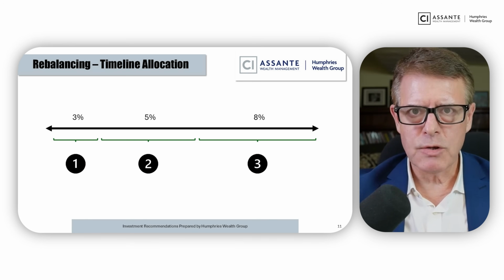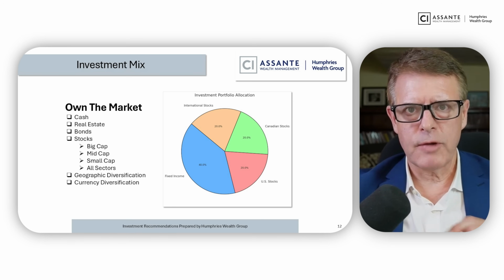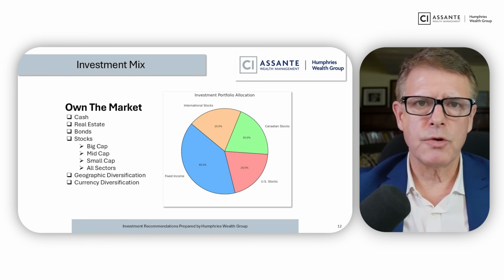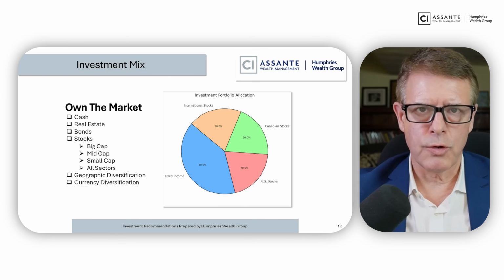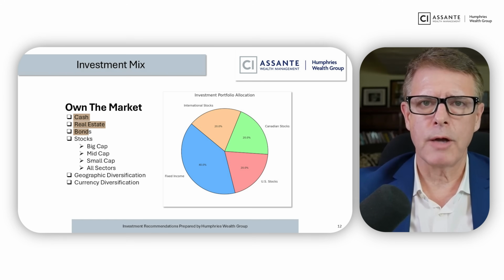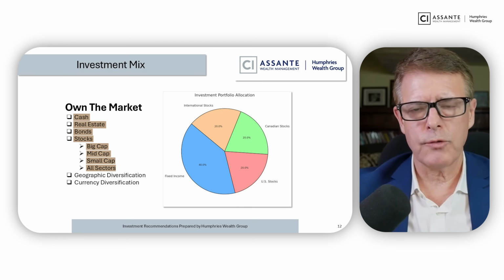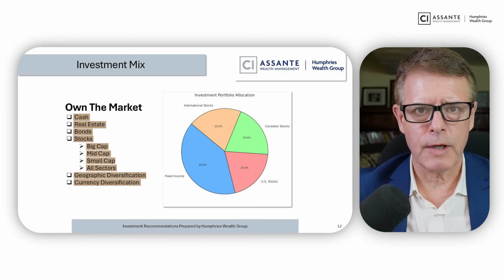So how do we fill up each of these buckets? Before we do that, we need to recognize that each of the timeline segments will have a different structure to the portfolio. We have the whole universe of investments to choose from, but when we choose them, we have to be very conscious of both the return and risk characteristics of the portfolio. Our options will be cash, real estate, bonds, and then stocks between big cap, mid cap, small cap, and all sectors of the market. We want geographic diversification and we want currency diversification.